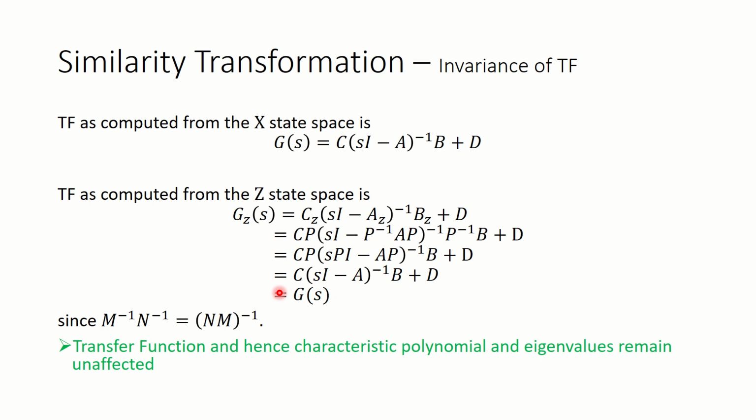So these proofs are very common proofs which you may be asked in your exam. So please go through this diligently, and these are very easy also to remember how to prove, and not much trick is involved. So you must be able to quickly do the proof whenever you are asked to do. So what is the conclusion from this? The transfer function and the characteristic polynomial eigenvalues remain unaffected. So that is the conclusion.